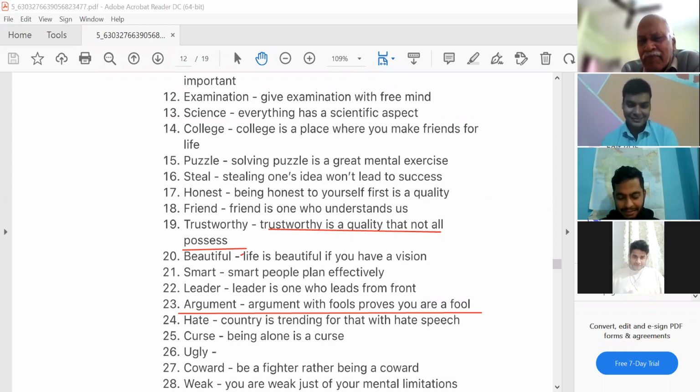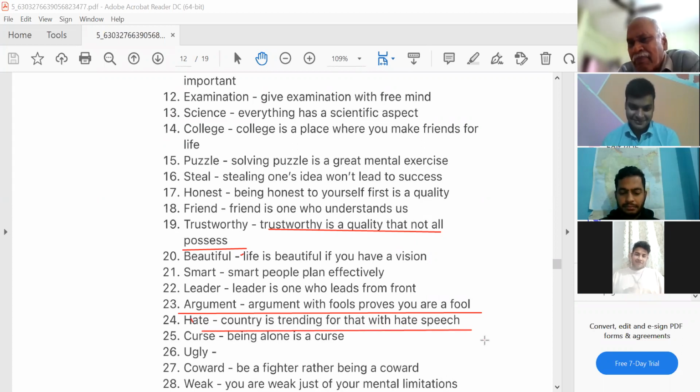Country is trending for that with hate speech. Oh, again you have a bias, a strong bias. Like they say Modi phobia, you have anti-phobia in the same way. Move on. Being alone is a curse. So, what does this mean again? Again, relatedness is a question.